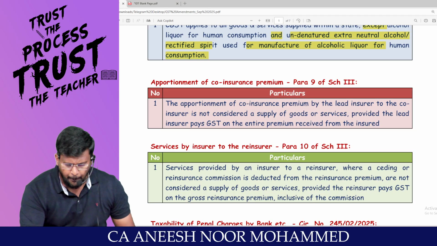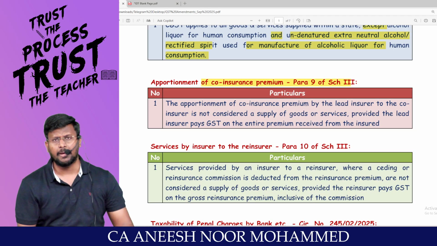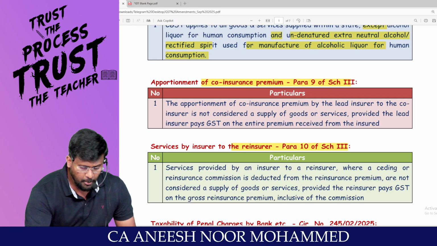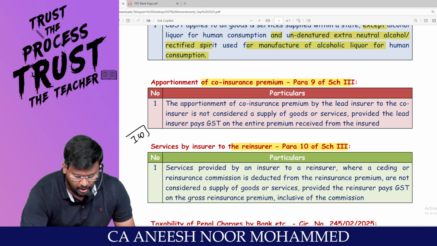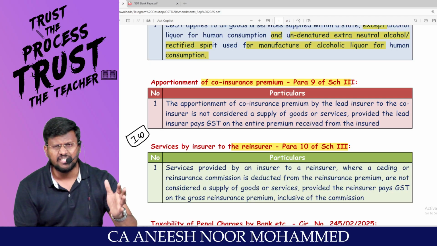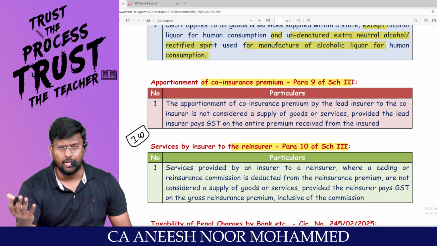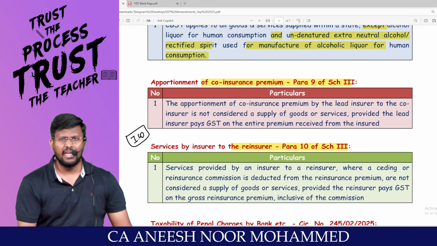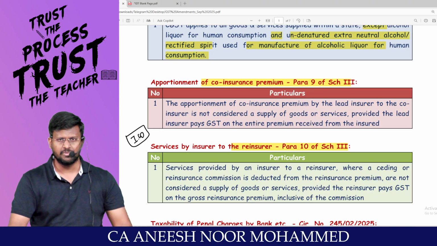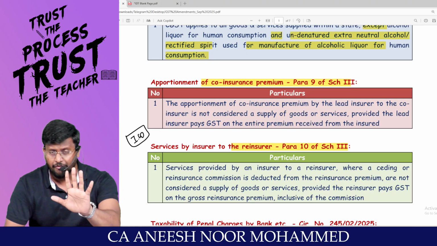Next, apportionment of insurance premium. Para 9 of Schedule 3 and Para 10 of Schedule 3, both amendments relate to insurance companies. What is this saying? We have already completed Schedule 3. Schedule 3 means neither supply of goods nor supply of services. A stands for actionable claims other than specified actionable claims. B stands for boards. There are 5 boards.